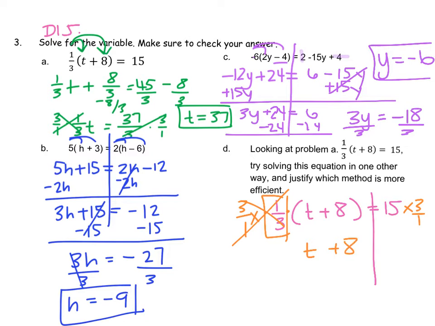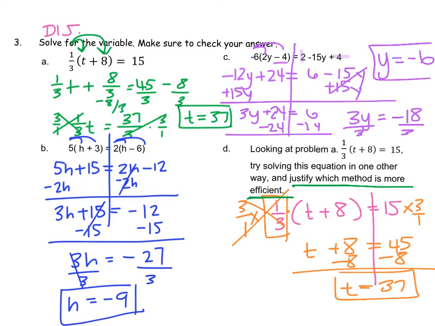So I have t plus 8 equals 45 minus 8. I still end up with t equals 37. However, that's not the whole problem. If you keep reading, it says, justify which method is more efficient. So, as long as you can tell me which method and why, that's fine. But if you do not justify, it is wrong. I personally like the second method better because it gets rid of the fractions right away. That would be my justification.